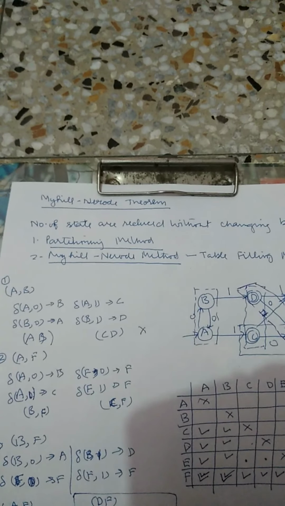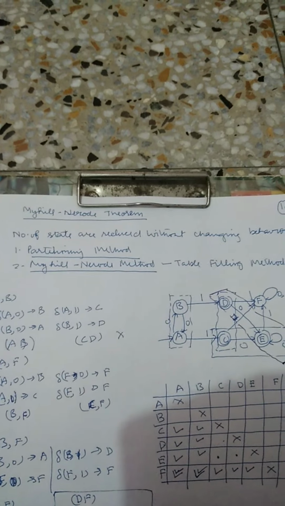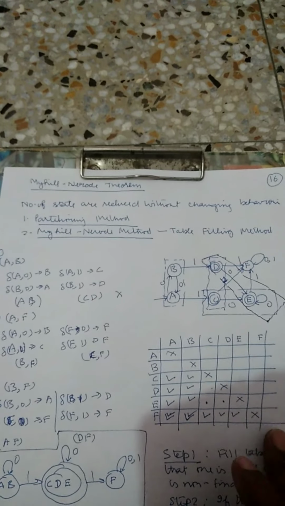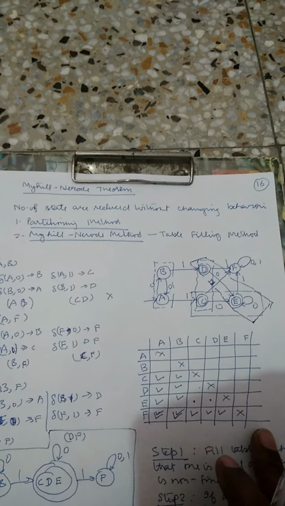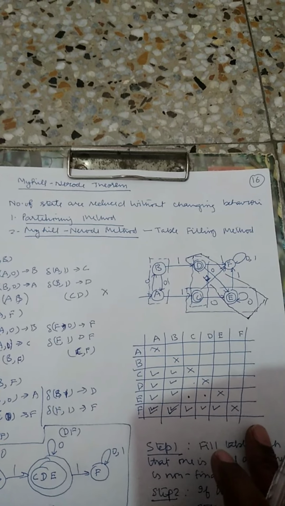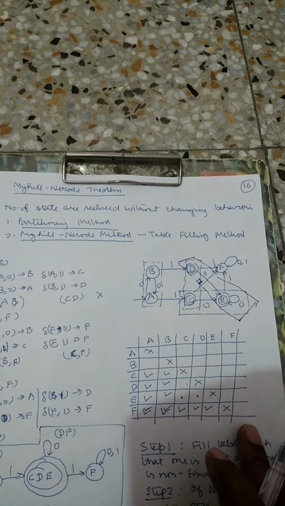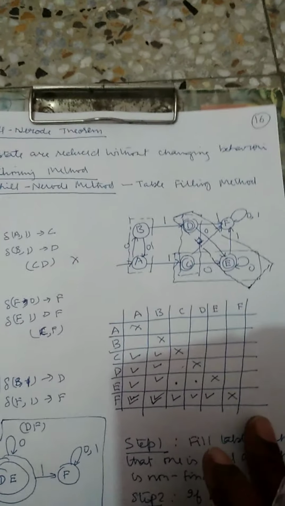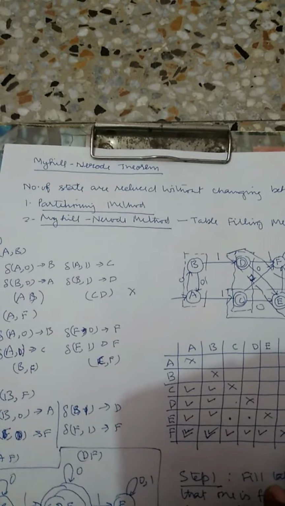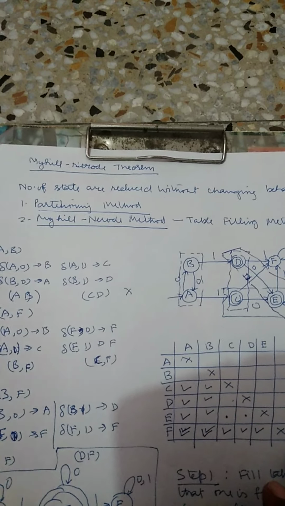Today I explain the Myhill-Nerode theorem. There are two ways to reduce the states of any DFA. The first one is the partitioning method, the other is the table filling method, which is also called the Myhill-Nerode theorem. So we will start with the second one.